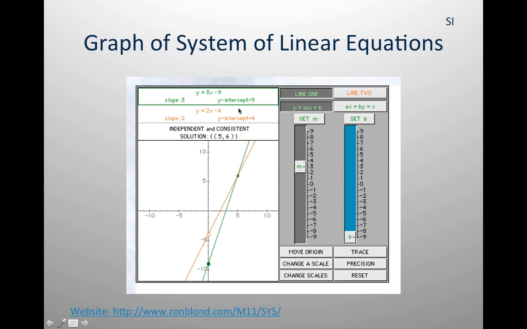Okay, now here's an example of graphing a system of linear equations. We've got y equals 3x minus 9 and y equals 2x minus 4. Okay, the solution is going to be right here where they intersect. And so the solution is going to be the ordered pair (5, 6). And that'll work for both of those equations. It'll satisfy this one and it'll satisfy that one.